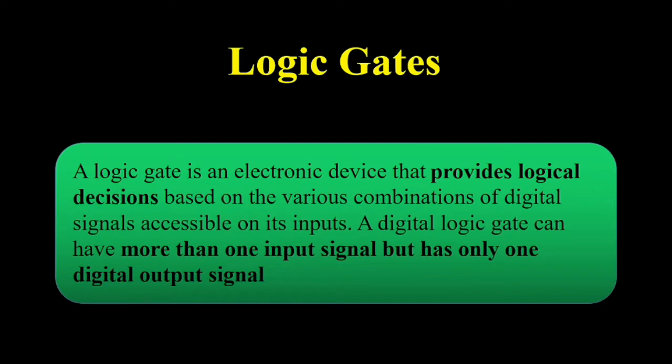Thus, in logic gates, there are seven basic gates, that is AND, OR, NOT, NAND, NOR, XOR, and XNOR. These are the seven logic gates that we are going to see today in this video. Okay guys, now let us see one by one.